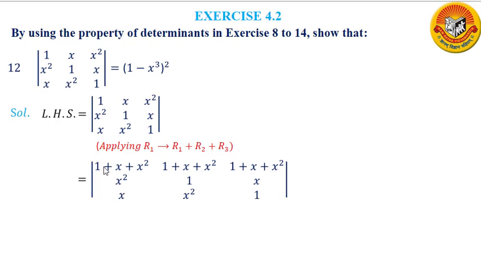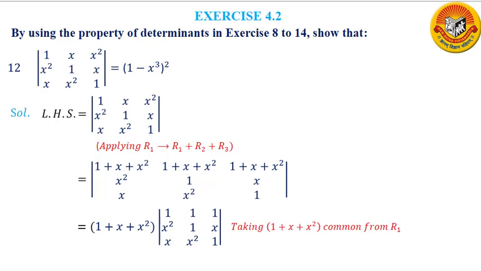So what I will get? In the first row I will get 1 plus x plus x square, right? The second term is also 1 plus x plus x square, and the third term also, right? So this 1 plus x plus x square I can take common. Now 1 plus x plus x square I have got. Next what I should get? I should get 1 minus x also.